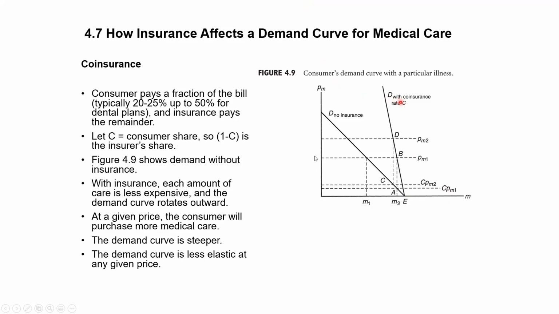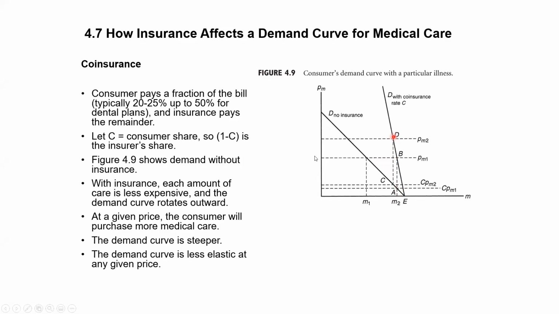Thus, on the insured person's demand curve, we can place point B at the same quantity as point A. So this is point A, point B. That's the same quantity of medical services consumed, given a price of PM sub 1. Now, do the same thing at some higher price, for example, PM sub 2. PM sub 2 produces point C on the original demand curve and point D on the insured demand curve.